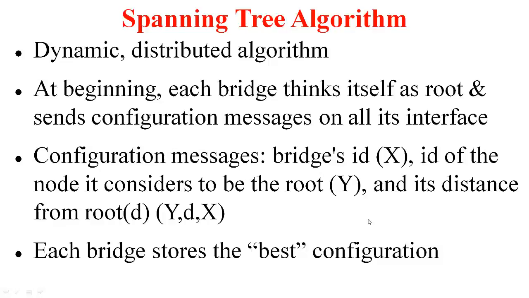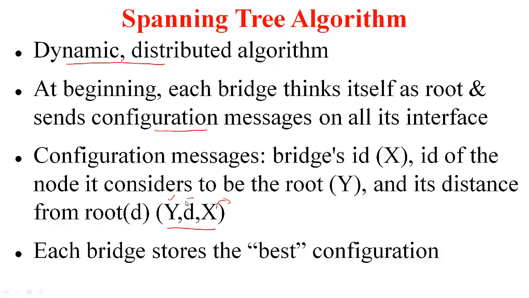Anyway, so the spanning tree algorithm is a dynamic distributed algorithm, and this is how it is done in practice. At the beginning, each bridge thinks itself as root because it has no idea of what the IDs of the other bridges are. And then it is going to generate configuration messages and send it out on all its ports. Now, what is this configuration message? It's basically this 3-tuple where X is the ID of the bridge that is generating this message. D is the distance to Y, which is the root bridge, what it considers to be the root bridge.